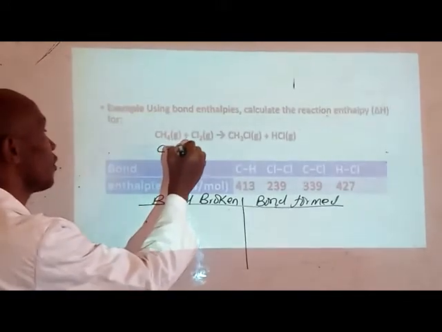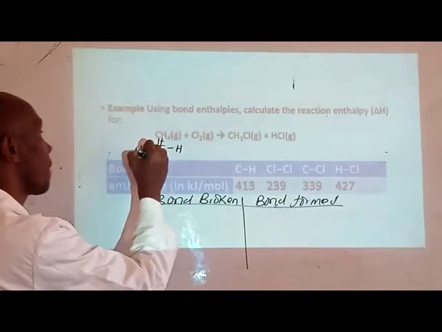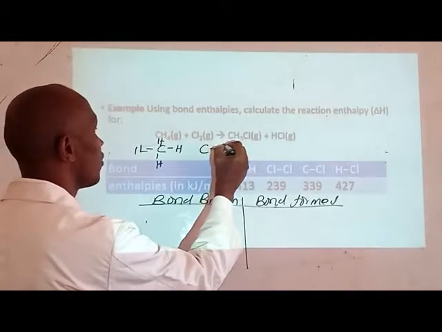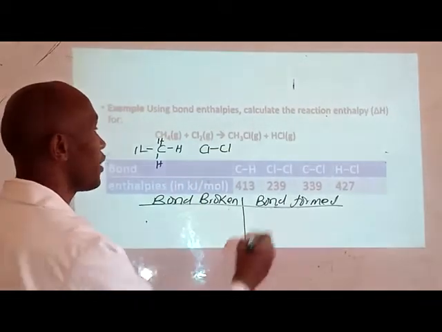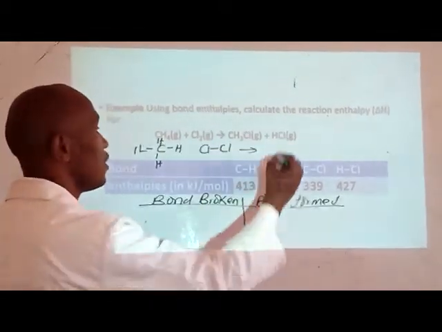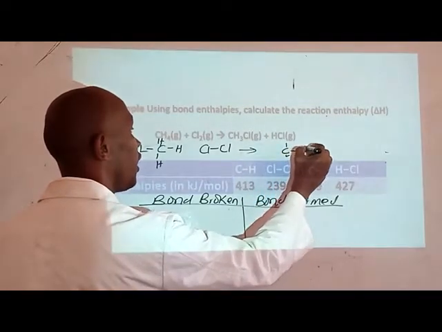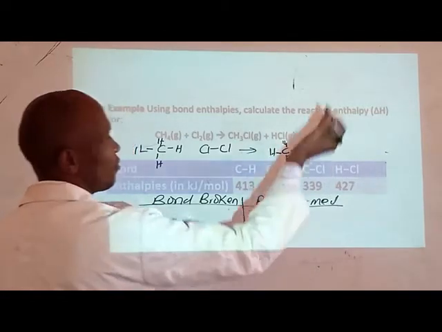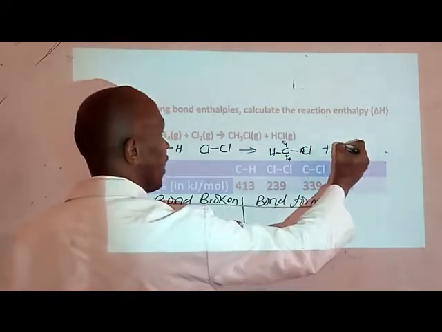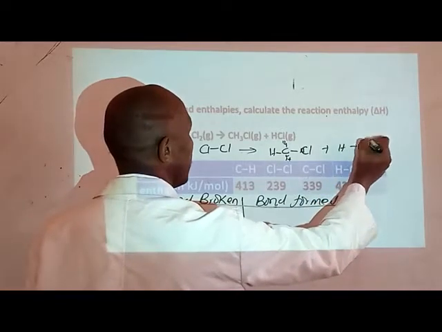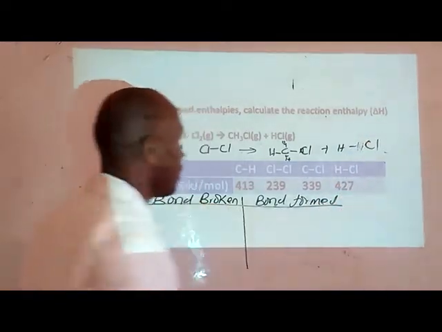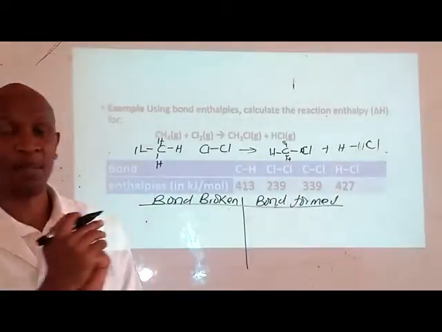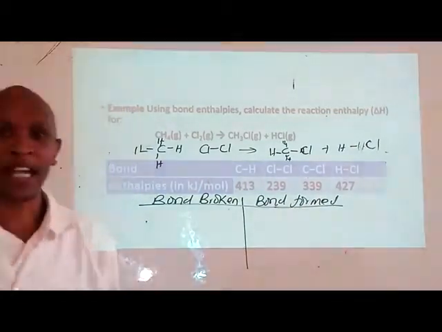So how does this look like? That is the methane. That's the way methane looks like. This is the chlorine molecule. This is the chloromethane. I have 3 hydrogens and a chlorine. Plus hydrogen chloride. That is it. That is what I have. That is the structure. So all the bonds on this side must be broken. All the bonds on the other side will be formed.